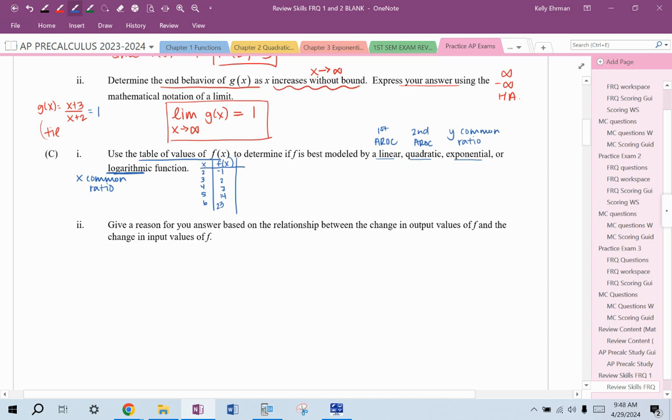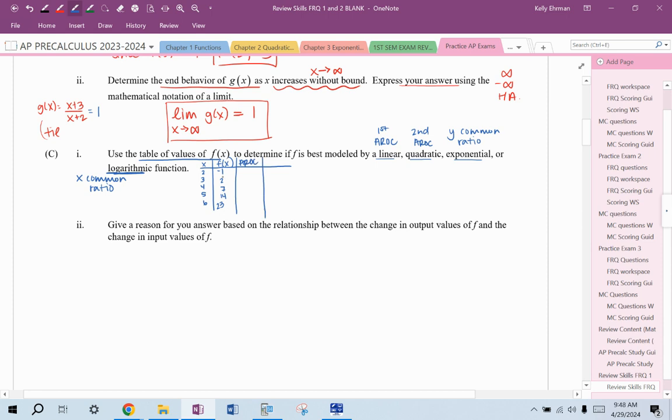Now, first and second differences are okay to say, but you do have to pay attention that the x values need to change by 1. I would rather just say average rate of change, so I don't have to talk about equal intervals between x values and all of that. So I'm just going to find the first average rate of change between these points.